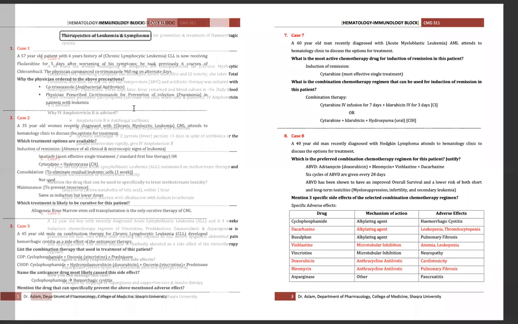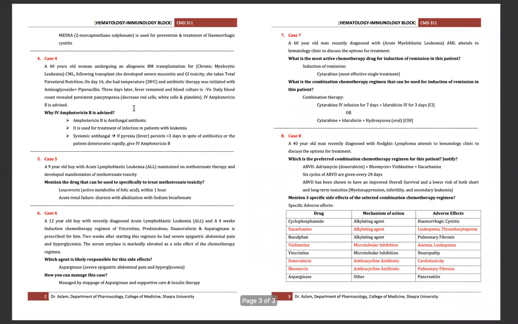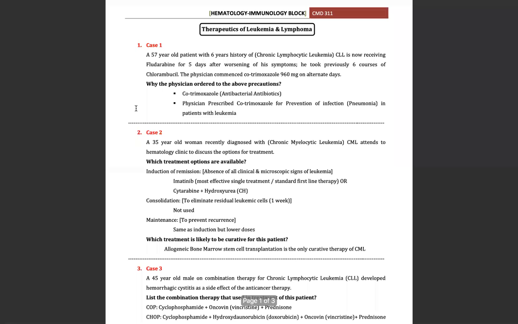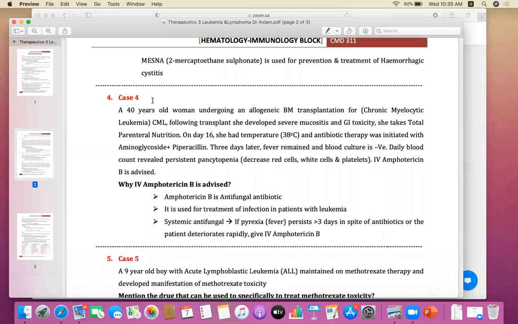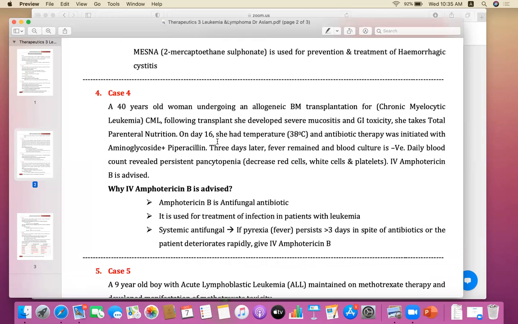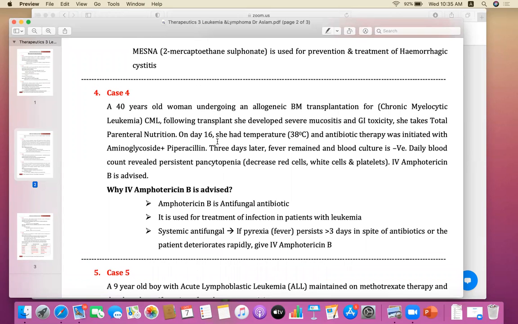Case 4. A 40-year-old woman undergoing allogenic bone marrow transplantation for chronic myelocytic leukemia. Following transplant, she developed severe mucositis and gastrointestinal toxicity. She takes total parenteral nutrition, that is TPN.